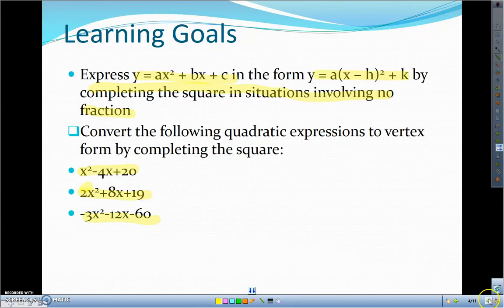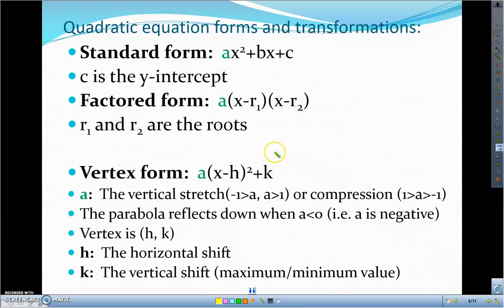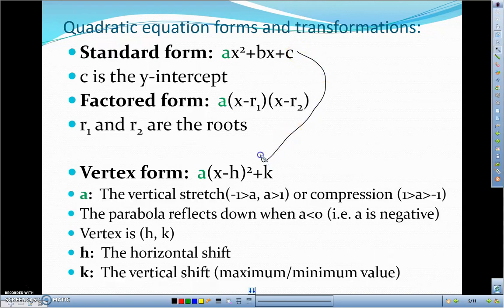And we should, by the end of this lesson, be able to convert these expressions here into vertex form quadratic expressions. So here's what we were looking at over the past few units, and by the end of this lesson, you should be able to go from standard form to vertex form. And I'm going to show you how to do that by completing the squares.